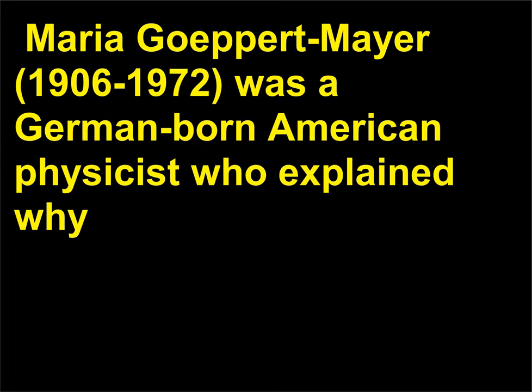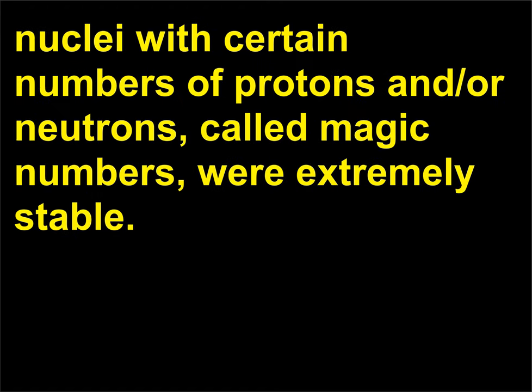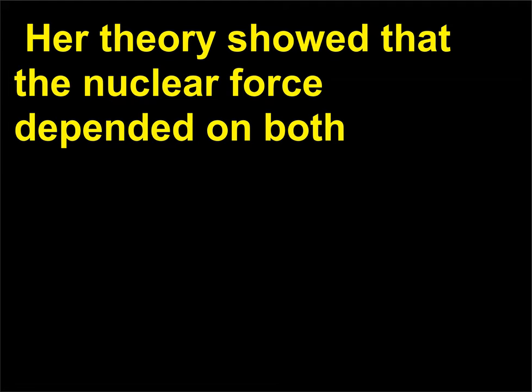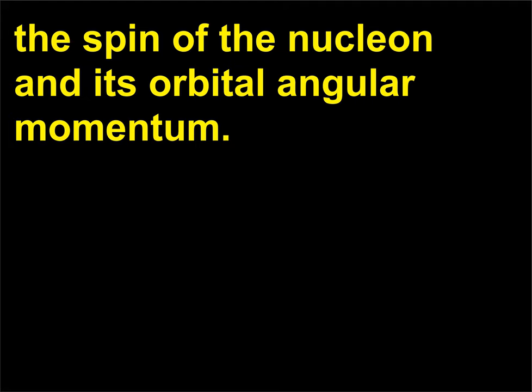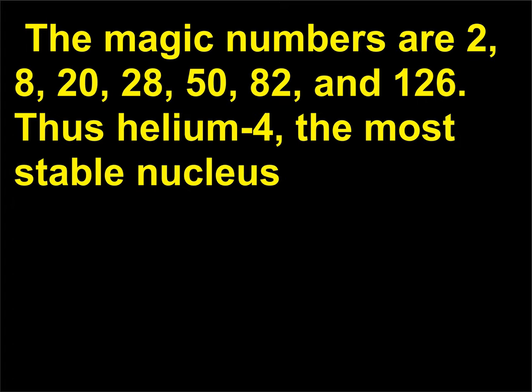Maria Geppert Meyer, 1906-1972, was a German-born American physicist who explained why nuclei with certain numbers of protons and/or neutrons, called magic numbers, were extremely stable. Her theory showed that the nuclear force depended on both the spin of the nucleon and its orbital angular momentum. The magic numbers are 2, 8, 20, 28, 50, 82, and 126.